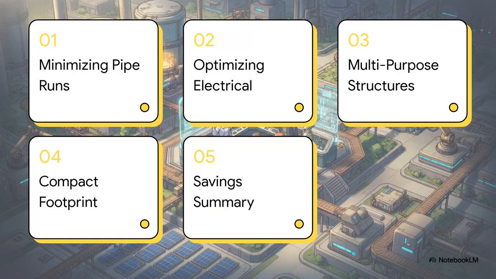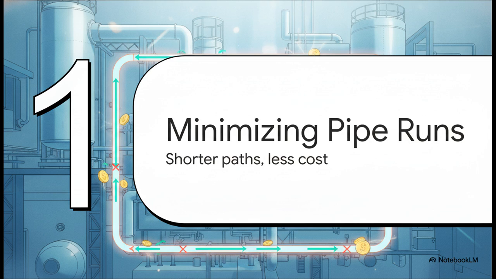We can break these design savings down into four main pillars. 1. Minimizing pipe runs. 2. Optimizing electrical distribution. 3. Using multi-purpose structures. And 4. Maintaining a compact footprint. So, let's start with pillar number 1, minimizing pipe runs.